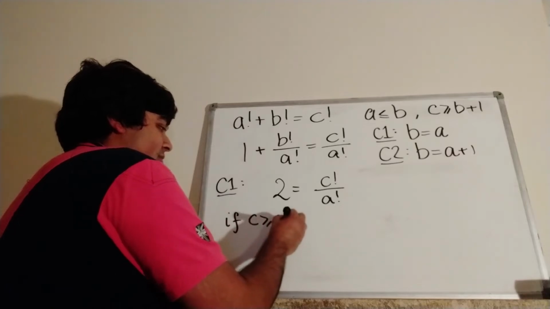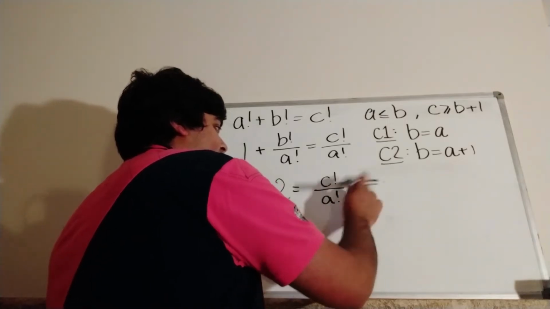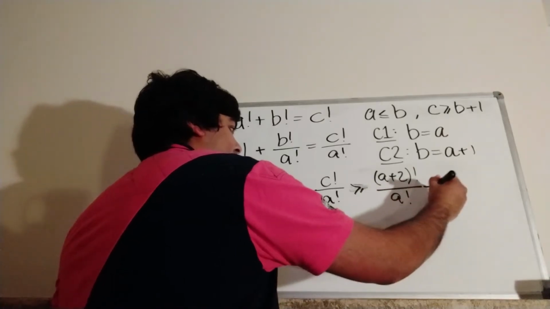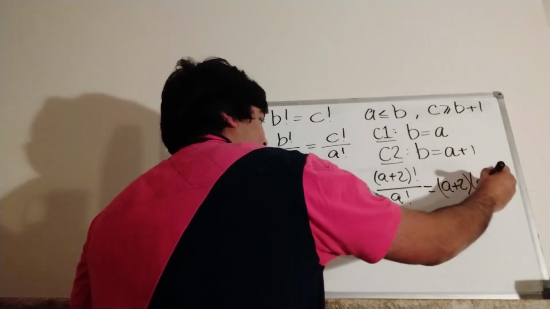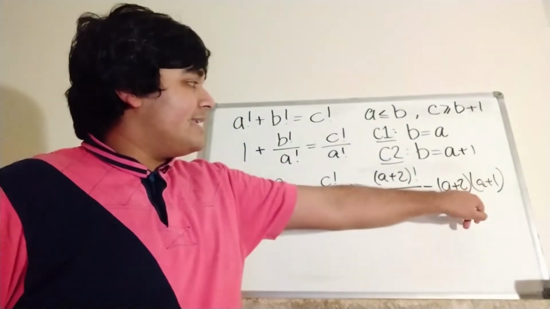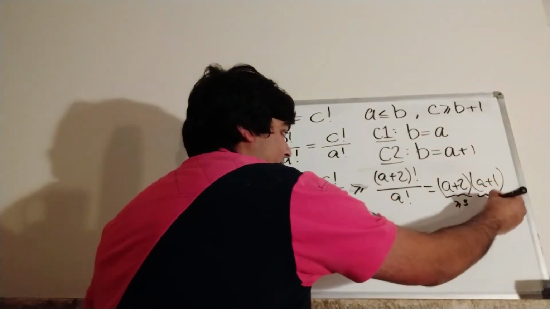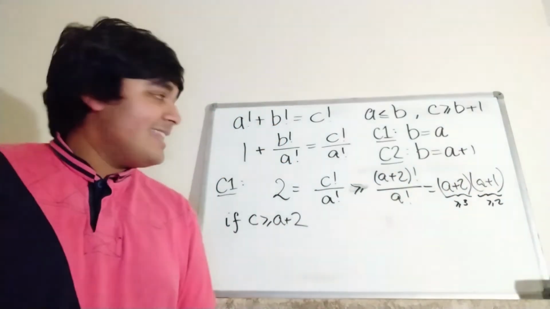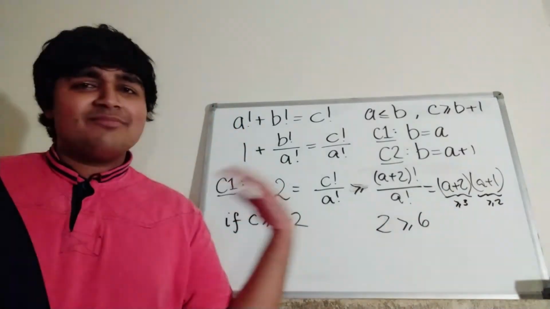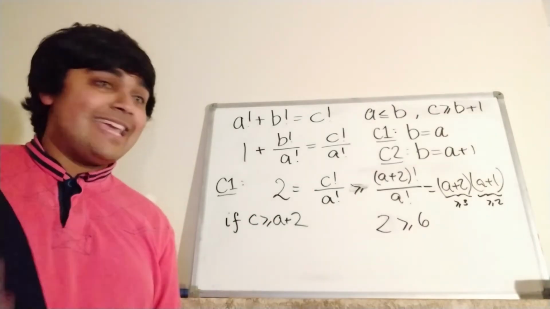So if c is at least a plus 2, well then what do we get on the right hand side? Well, this guy here is greater than or equal to a plus 2 factorial over a factorial, and this is just a plus 2, a plus 1, like so. Okay, but a we know is a positive integer, so this thing here is going to be at least 1 plus 2, so this thing here is going to be greater than or equal to 3, and this thing here is going to be greater than or equal to 2, so multiplying them together, we get that 2 is greater than or equal to 6. And of course, that's nonsense, that doesn't make any sense. So that tells us that c can't be at least a plus 2.